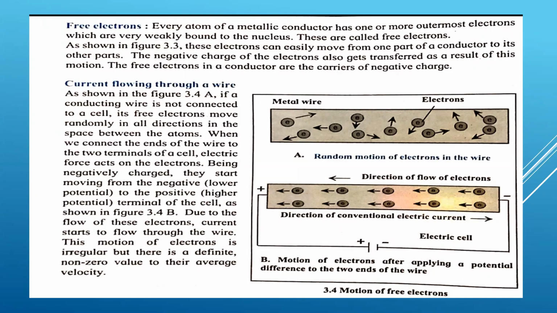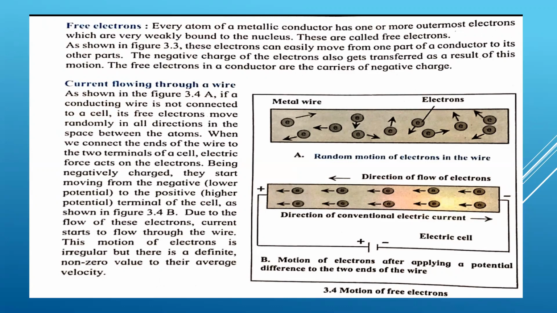Last year you have done in science sodium chloride, where you have seen that sodium donated one electron to the chlorine and it forms a compound. So that one electron is a free electron. It is loosely bonded with the nucleus, means the attachment of this electron with the nucleus is very loose. So this is about free electrons.